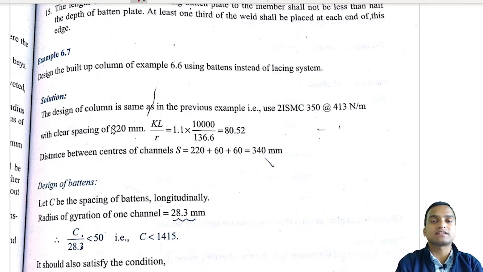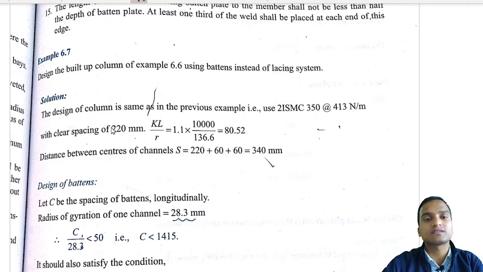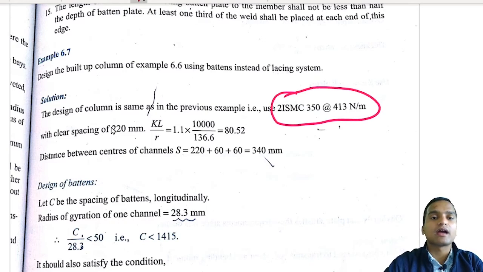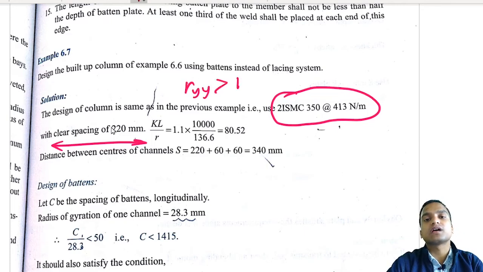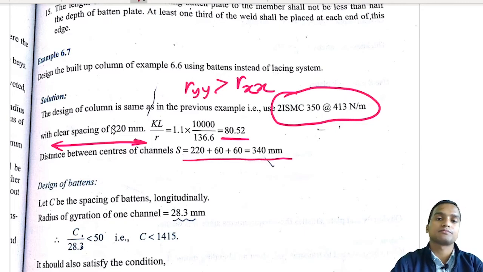And instead of lacing system, here we are going to make a battened column. So in this case the same thing is given, everything remains same, so that's why we have again chosen the same channel section here, and here clear spacing is kept like this. Why this is being kept? So that Ryy remains greater than Rxx. So this is already being done. Alright, now KL/R in this case will be multiplied by 1.1. Why 1.1? Because this is a battened column. So this is clear, and distance between center of channels will be equal to 340 mm if 60 mm is the gauge distance.